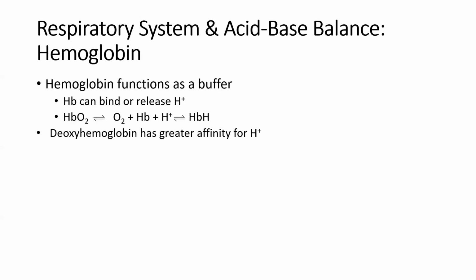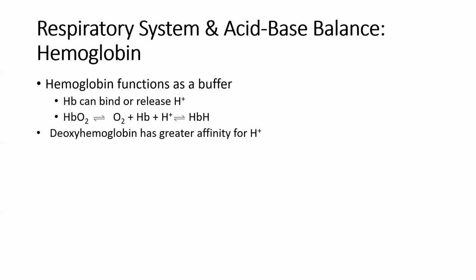A buffer is any molecule or substance that prevents or resists any pH change, and hemoglobin is one of our physiologic buffers that binds up, or mops up, or acts like a hydrogen ion sponge and soaks up that excess hydrogen ion and resists any change to our blood pH.